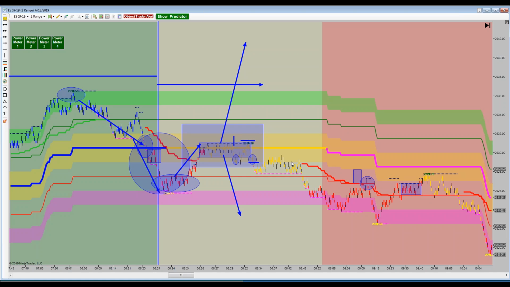Now, if you typed in short here, which a lot of you did, and if you typed in short with these bars formed right here, you were correct. That was short entries right there. Definitely, no question about it.